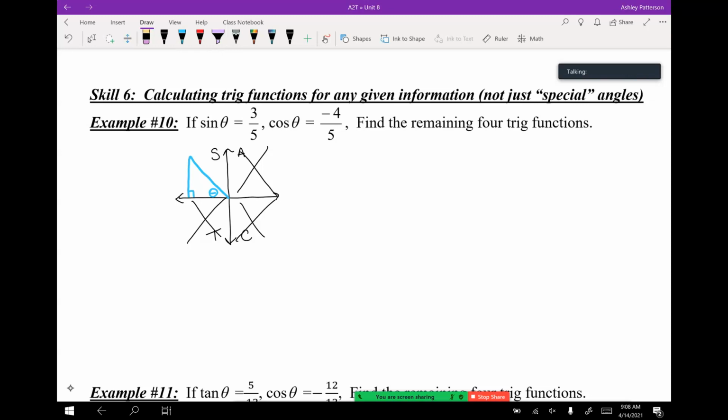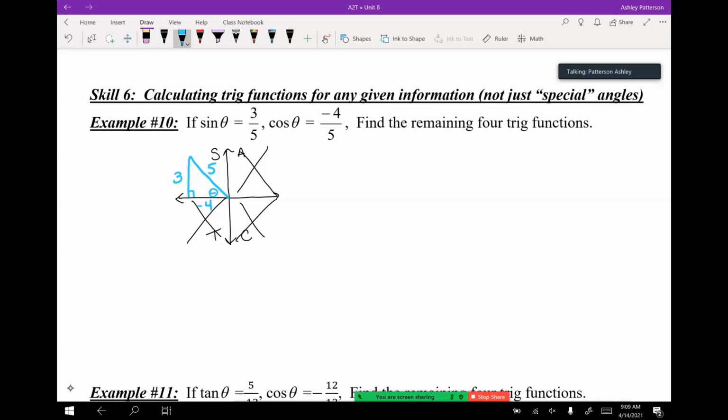Now that we have that established, look at what we know. We know that the sine of theta is 3/5. So that means the opposite leg from my reference angle is 3, and the hypotenuse is 5. Well, we also know that the cosine of this same reference angle is -4/5. So that means the adjacent leg is -4.